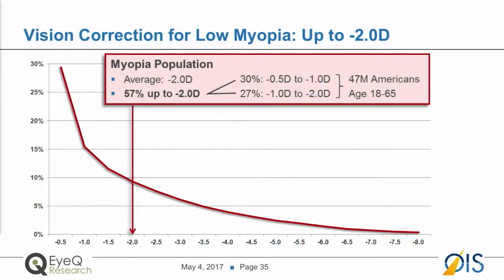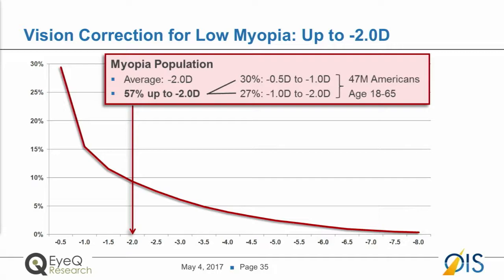Now, as many of you probably know, the myopic population is heavily weighted toward the low end of the spectrum. For this presentation, I'm defining low myopia as between -0.5 and -2 diopters. The average myope has about 2 diopters of refractive error, and over half of all myopes, or about 57%, have up to 2 diopters. The numbers are huge, with 47 million American adults between 18 and 65 falling into this low myopia category. Within that low myopia group, about half have between -0.5 and -1 diopter, and the other half have between -1 and -2.